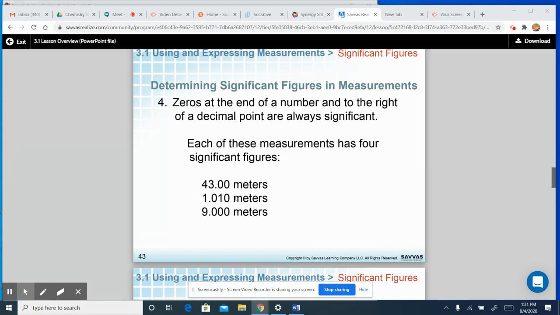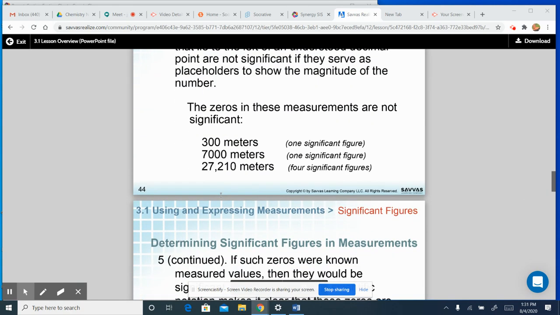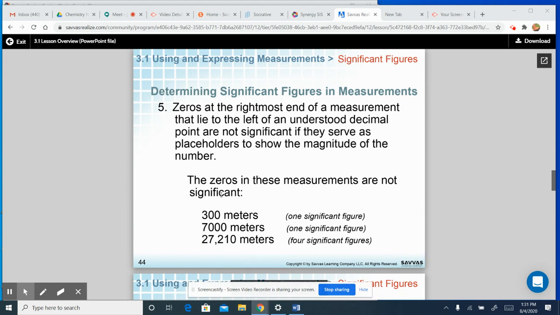1.010 has 4 significant digits, and 43.00 has 4 significant digits. If there is a decimal and then zeros follow the decimal, they are considered to be significant figures.